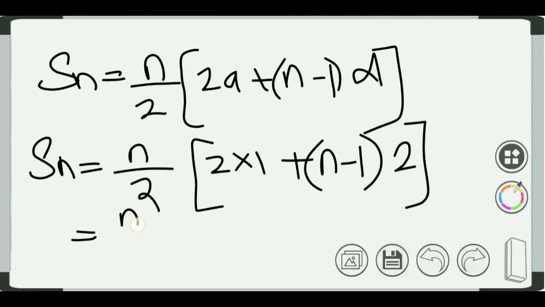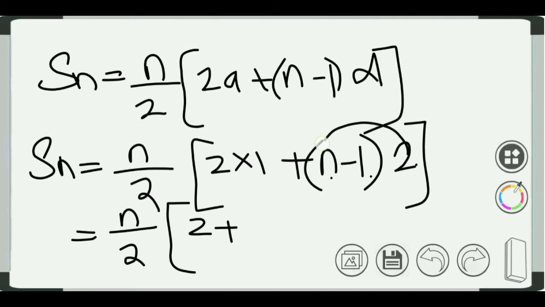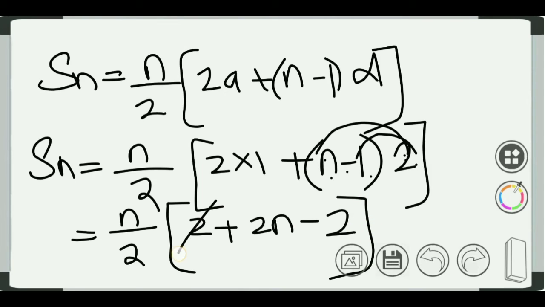So we'll solve this one. n by 2 into 2 into 1 is 2 plus n minus 1 into 2. I'm giving this 2 to both. Distribute. 2 into n, 2n. 2 into minus 1, minus 2. See, inside the bracket 2 minus 2 got cancelled. What is remaining? n by 2 into 2n.